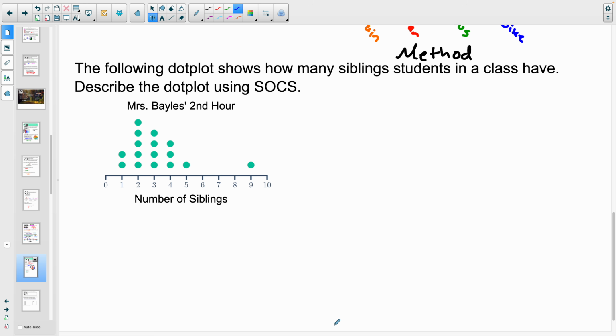In order to describe the distribution of the data, we use our acronym, SOCS. The first S is for shape. If we draw a curve along here, the shape of this data looks like it's skewed to one side, right? It looks like our tail is on the right, so we call it skewed right.